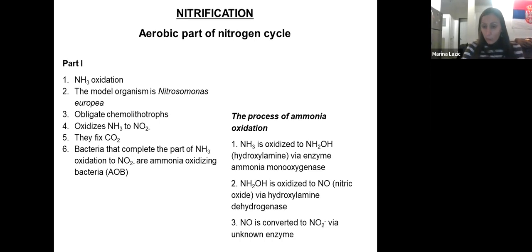Here is how the whole process of ammonia to nitrite oxidation goes. It has a few steps. First, ammonia monooxygenase oxidizes ammonia to hydroxylamine. Then hydroxylamine is oxidized via a dehydrogenase to nitric oxide, and nitric oxide is converted to NO2 minus, nitrite, via an unknown enzyme.